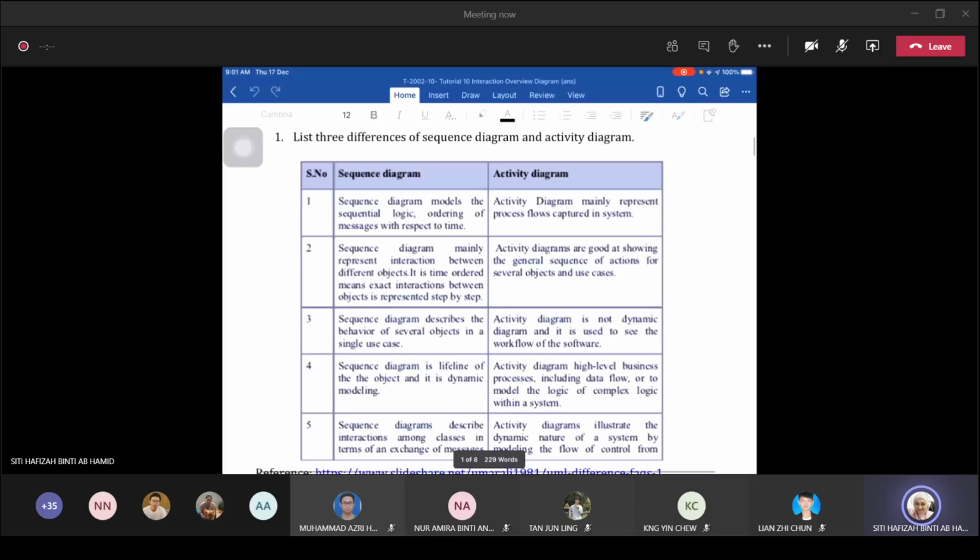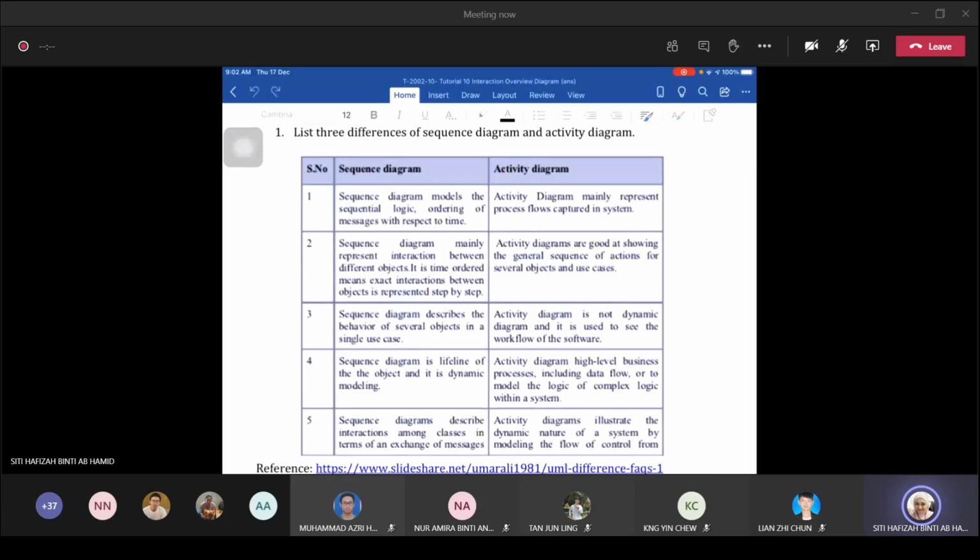So basically, sequence diagram models the sequential logic, but the activity diagram focuses on the process flows captured in the system, and etc. You can read from here. It's very important to know the difference so that you know what you have to draw when you have a case study. Sometimes I think for your batch it's not really that much because you're in second year.